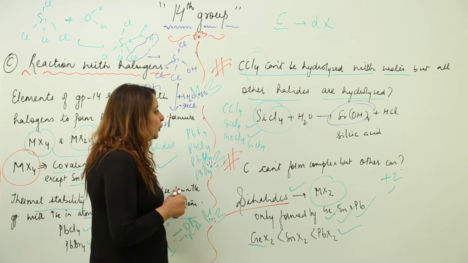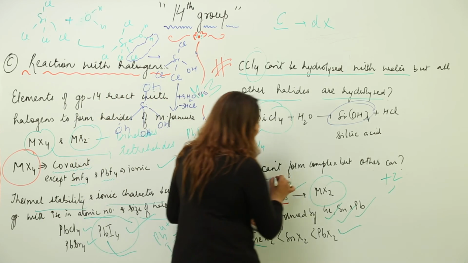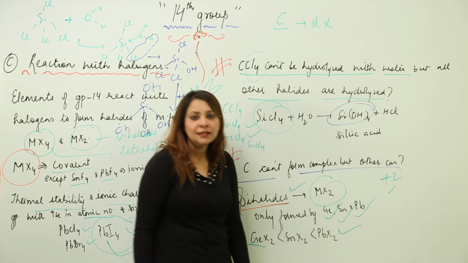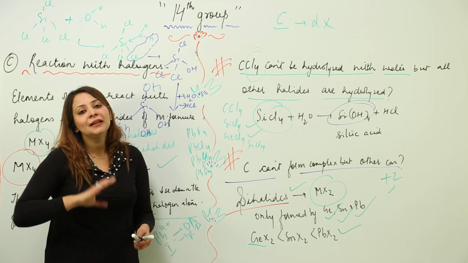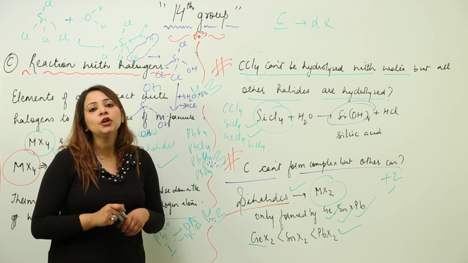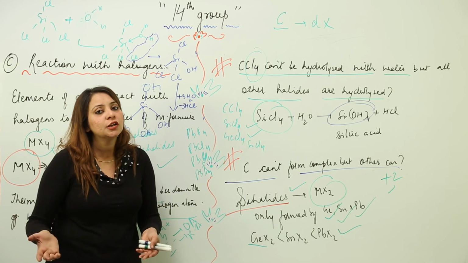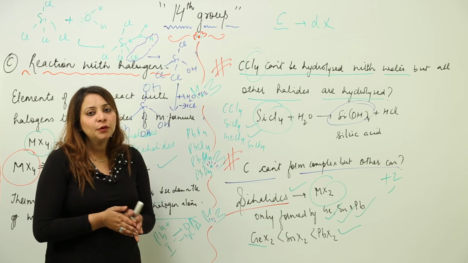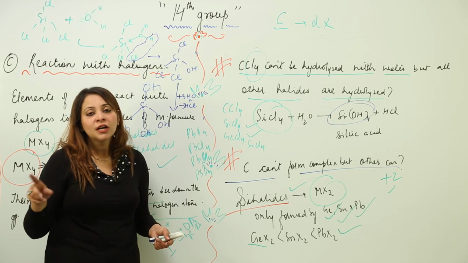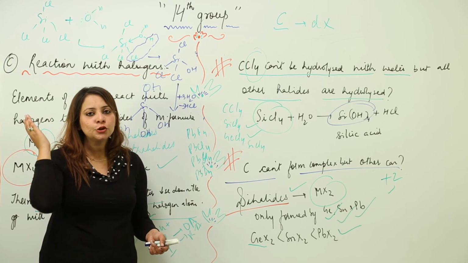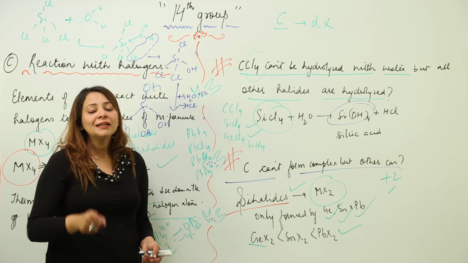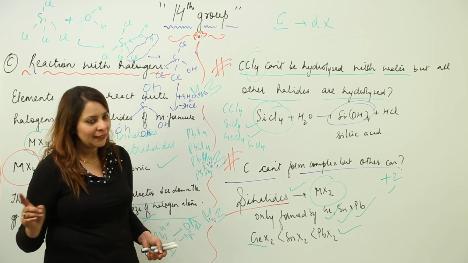One more question which you are often asked: carbon can't form complexes, but the other members can form complexes. The same reason: too small, lack of d orbitals, so it cannot extend its coordination number beyond 4, right? Because its group oxidation state is +4, it cannot make it 6 or 7. It needs to stick to only +4. So that is the reason it cannot form complexes, right?